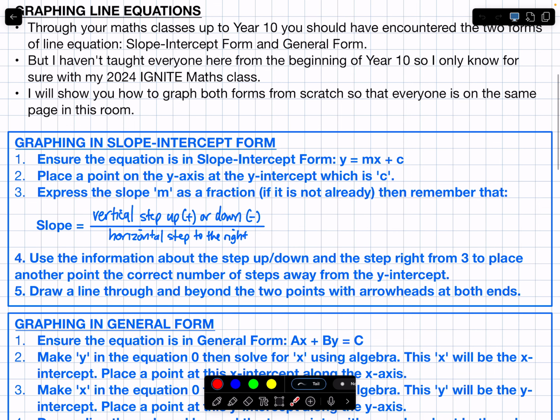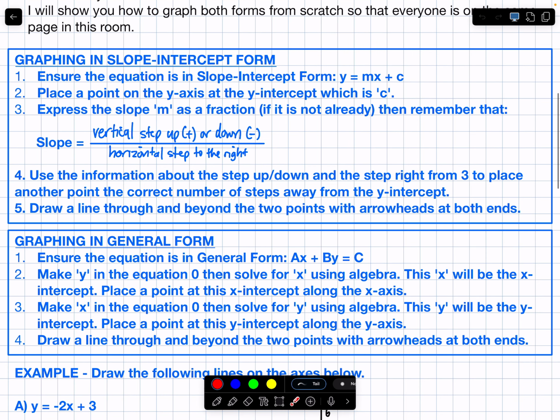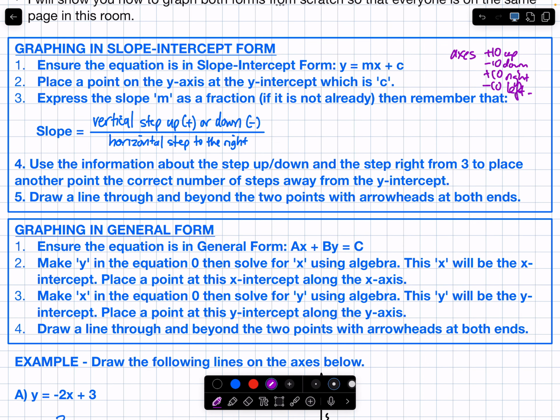I'm going to show you how to graph both forms from scratch, so everyone is on the same page in this room. So first box. I'll give you time to get this first box, and then after you've got that first box, can you draw some axes that go 10 plus 10 up, minus 10 down, plus 10 right, minus 10 left. Because I want to demonstrate slope-intercept form first, draw them, and then graphing in general form second.